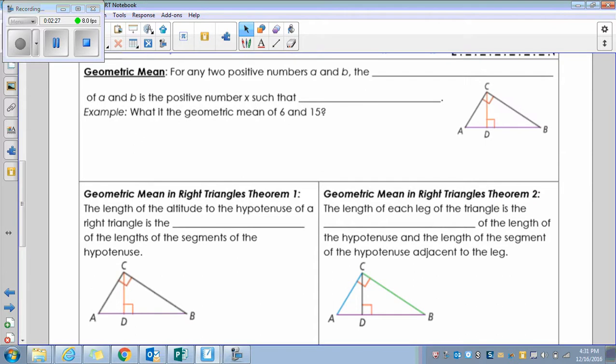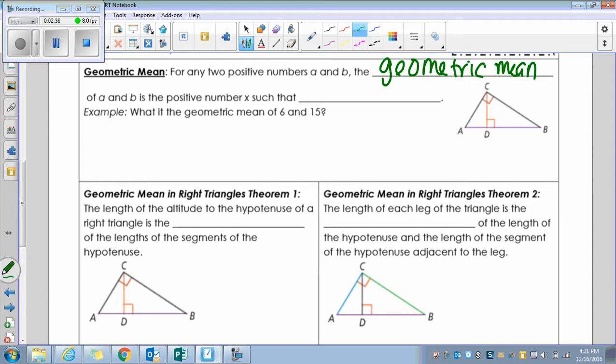For any two positive numbers, A and B, the geometric mean of A and B is the positive number x such that the square root of A times B will get you the geometric mean. So what exactly is a geometric mean?